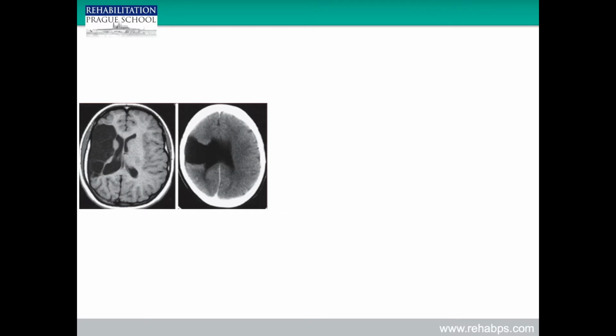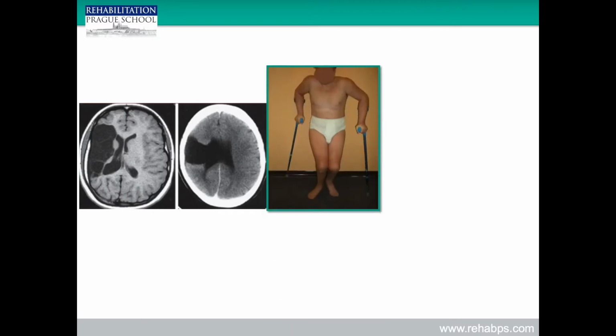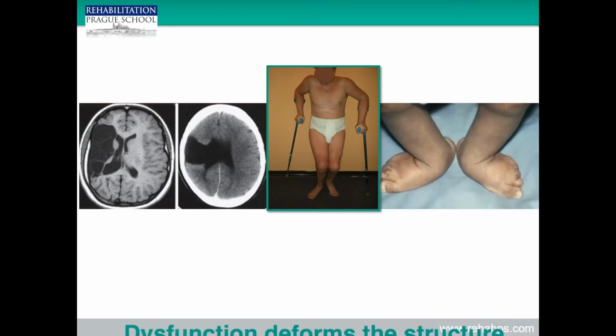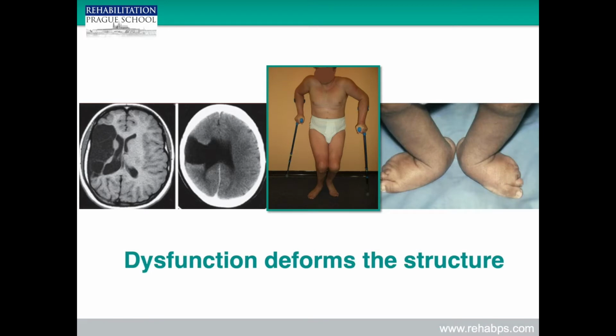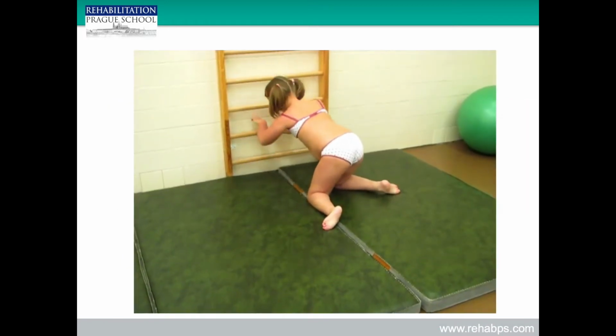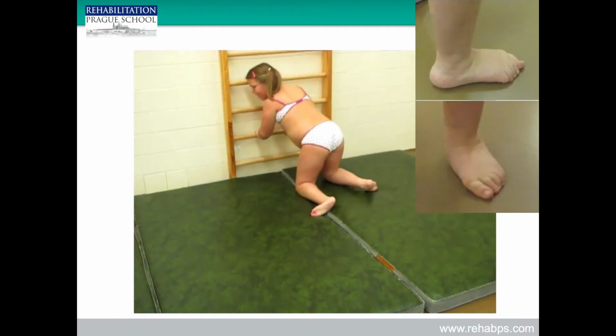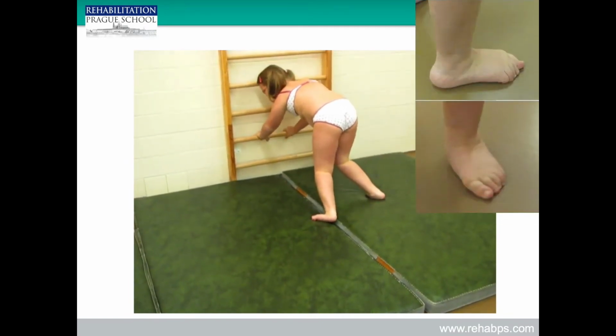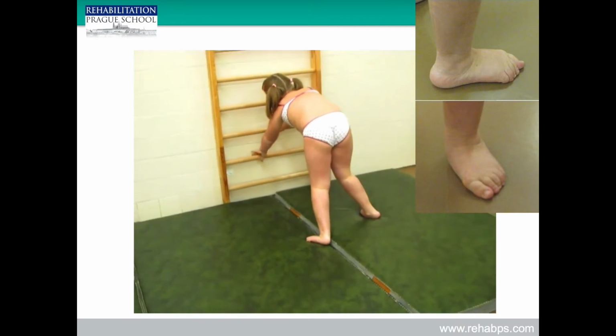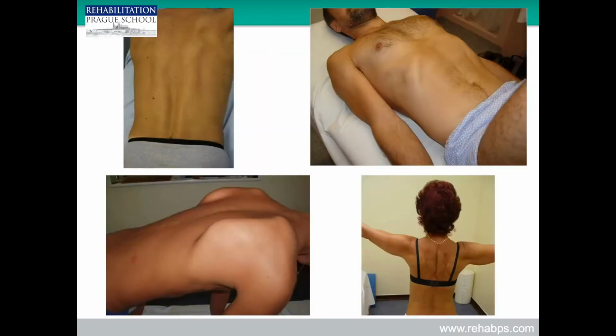Under pathological conditions, we can observe not only abnormal postural locomotion function. You can see that the patient is not able to stand or walk independently and requires support from the use of crutches. Furthermore, bone and joint deformities occur as well. Generally stated, dysfunction deforms the structure. This rule is very evident in infants when the skeleton develops rapidly, but we can also observe such close relationships between structure and function in the adult population.